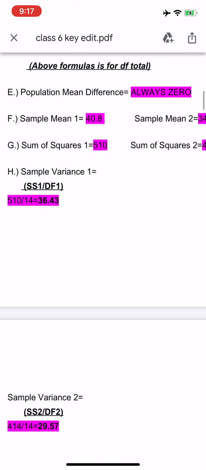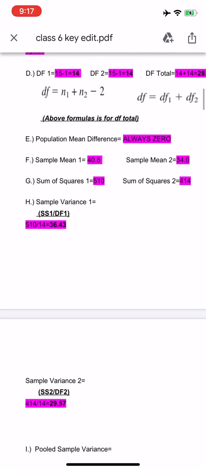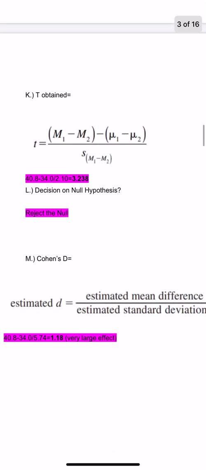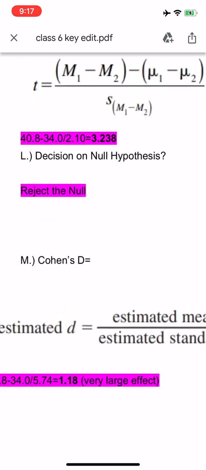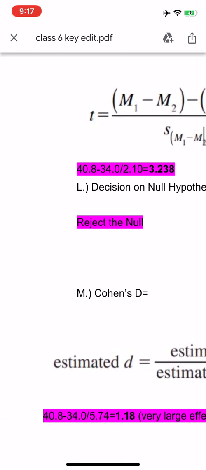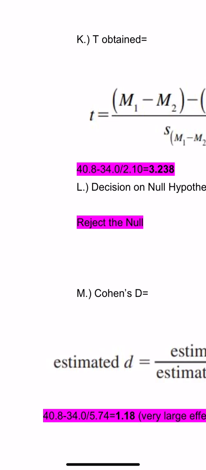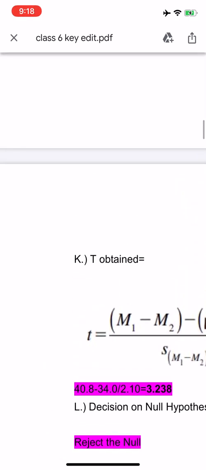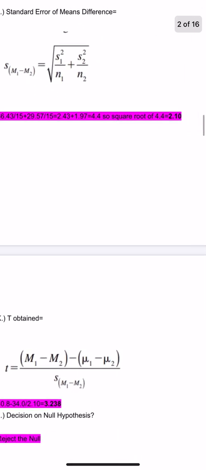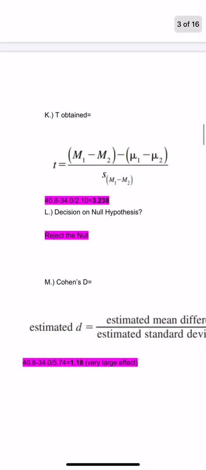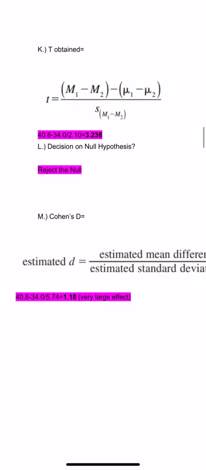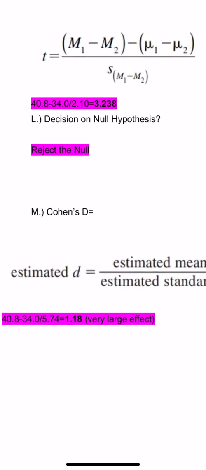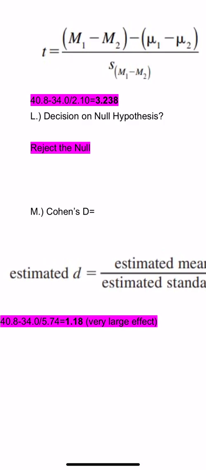So right here, the population mean difference is always 0. So this part of the equation, you basically don't even need to look at, okay? All you need to do is mean 1 minus mean 2 over S of M1 minus M2, which is 40.8 minus 34.0 divided by 2.10, which is this value right here for S of the mean difference. And when you do those calculations, you will get 3.238.